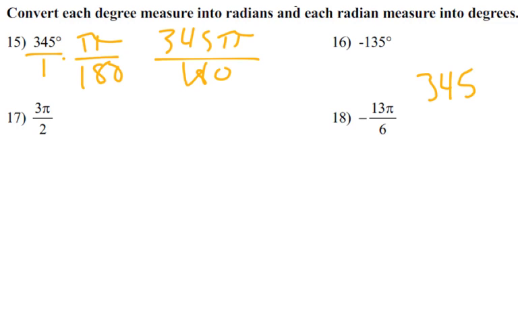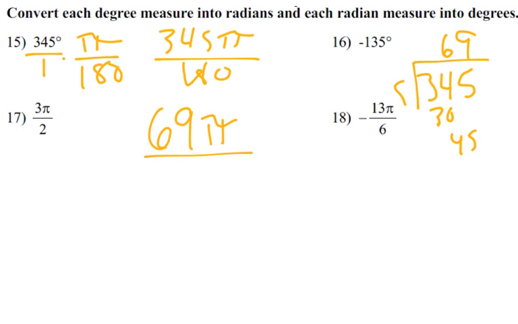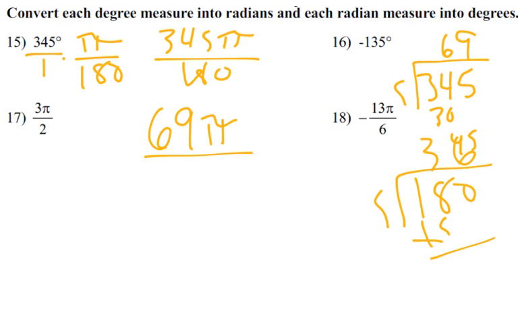345, 5 goes into 36 times, and 45, 5 goes into 45, 9. So you'd have 69 pi over 180 divided by 5. I'm just reducing the fraction. 180 divided by 5 would be, I don't have a calculator with me, so I'm doing this either in my head or by hand. So that would be 3, 15, 6, 36.